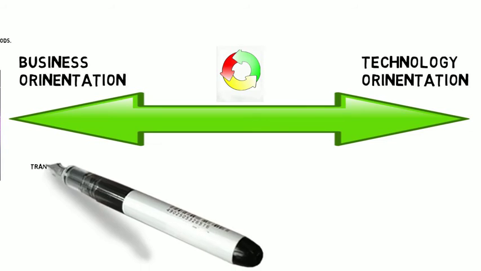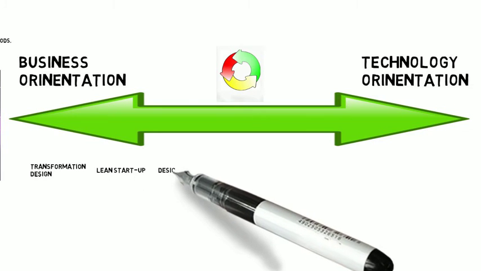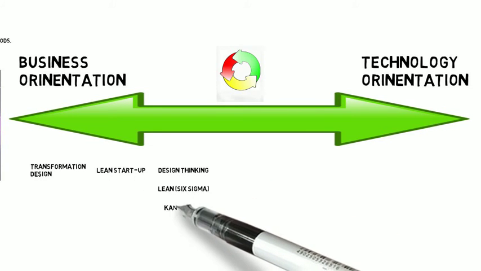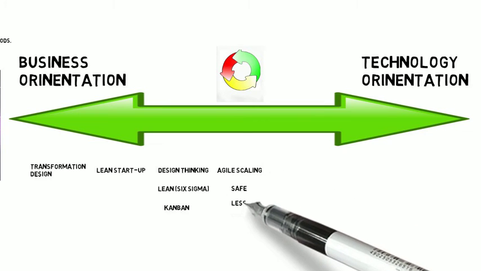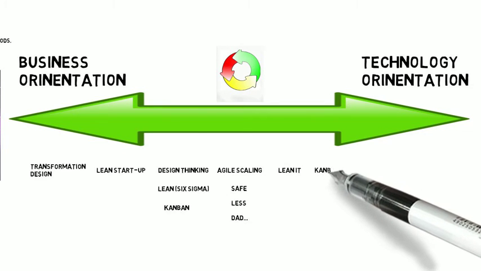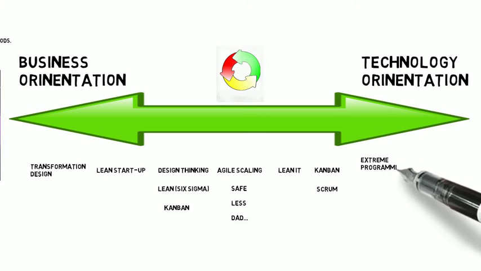So here's our spectrum of Agile methods, all the way from the most business-oriented with transformation design, all the way to the most technical-oriented with DevOps and extreme programming practices. So with that said, let's dive in.